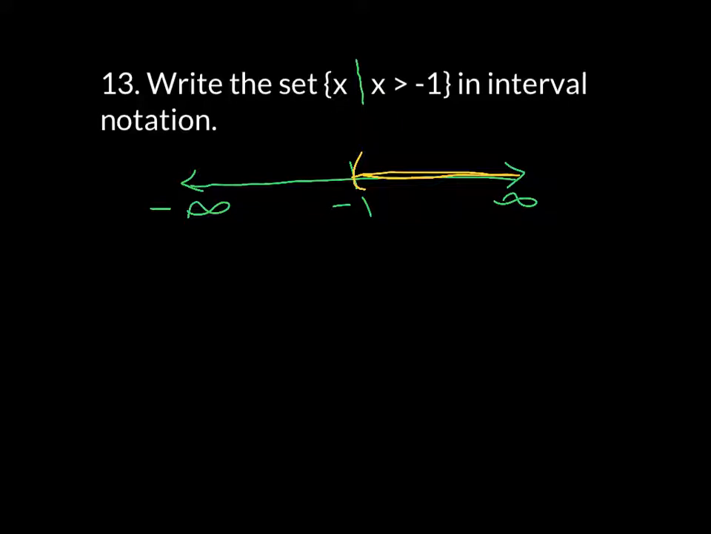Now we can look at our graph and write what we see. We see that there is a parentheses, and then a negative 1, and then a comma, and then an infinity, and parentheses always goes with infinity. And that is the answer.